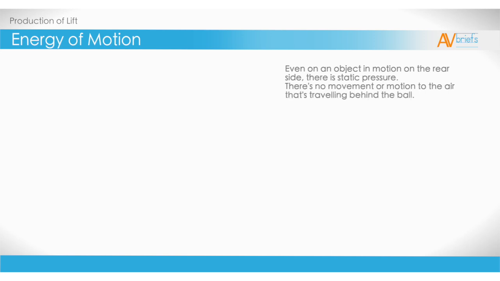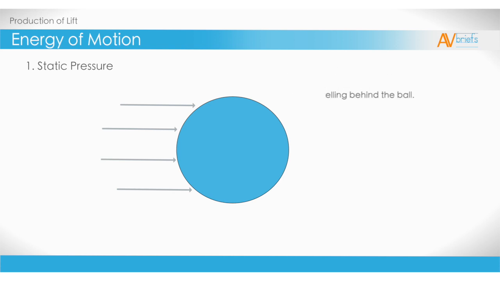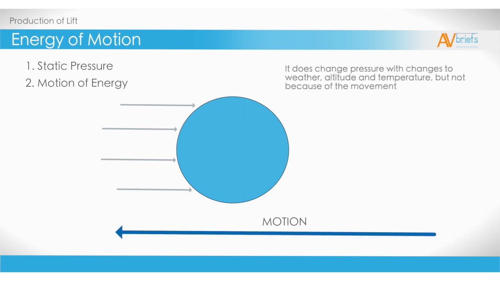Even on an object in motion, on the rear side indicated by the arrows, there is only static pressure. There's no movement or motion to the air that's traveling behind the ball. That air behind the ball changes pressure with changes to weather, altitude and temperature. But not because of the movement.